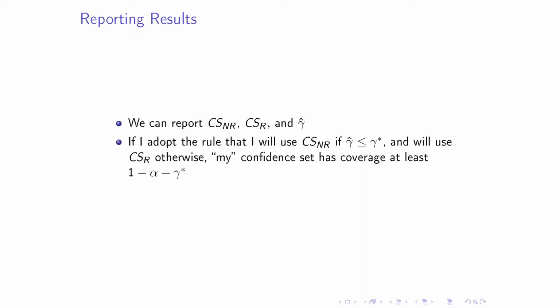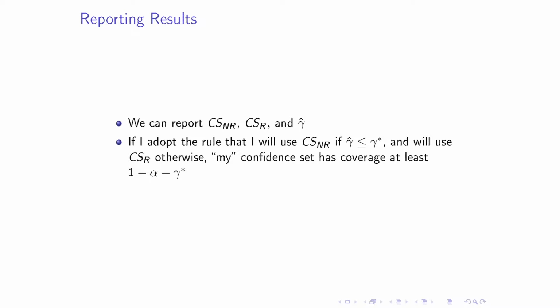And so what we can do is report a non-robust confidence set, a robust confidence set, and this quantity gamma hat. If I adopt the rule that I'll use the non-robust confidence set if gamma hat is less than some value gamma star, and the robust confidence set otherwise, then my resulting robust confidence set will have coverage at least 1 minus alpha minus gamma star. So in this sense, you give people the option to decide which of these confidence sets they want to pay attention to.